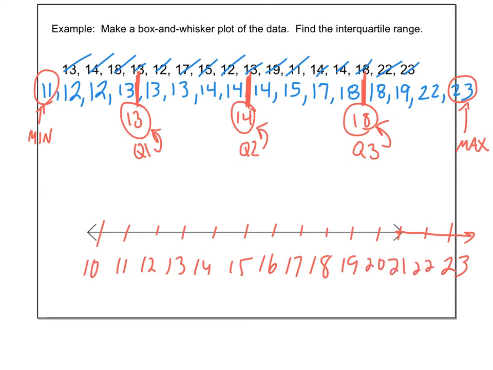Okay, now let's plot our 5-number summary. The min goes here, the max goes here, the first quartile is 13, the second quartile is 14, and the third one is 18. Draw some lines through it to create our box.